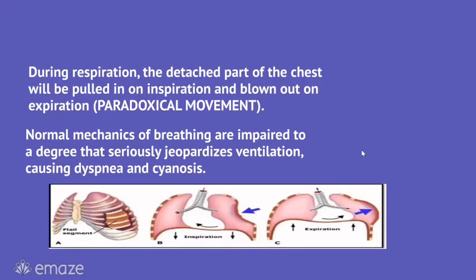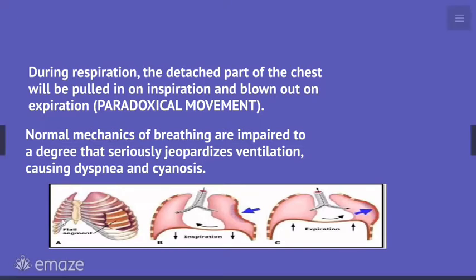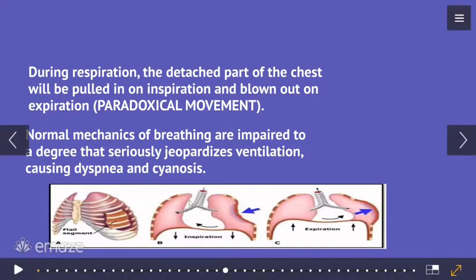During respiration, the detached part of the chest will be pulled in on inspiration and blown out on expiration, meaning, or the word for it, paradoxical movements. Normal mechanisms of breathing are impaired to a degree that seriously jeopardizes ventilation, causing dyspnea and cyanosis, like in this picture, flail segments, and this is with inspiration in this area and expiration in this area.